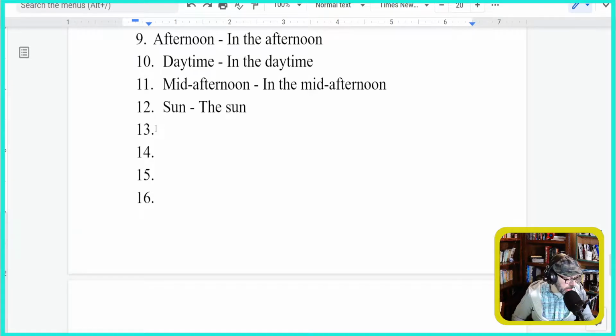Okay, the next one is 13. Early morning. In the early morning. Early morning. In the early morning.